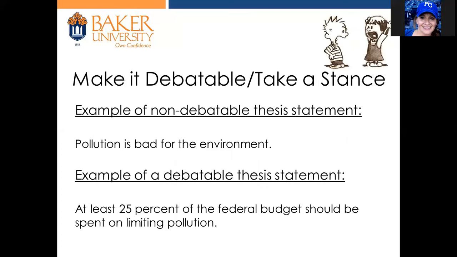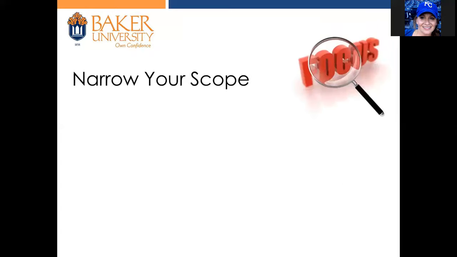So here are two examples of thesis statements. One, pollution is bad for the environment. Why is this non-debatable? Well, because nobody can really argue that pollution is a good thing, or it would be extremely difficult to support. If you look at the second sentence, you could argue how much the government should spend on limiting pollution. So just by tweaking a few things, you can make it arguable, make it debatable, and then focus on one part of a larger subject, which comes down to narrowing your scope.